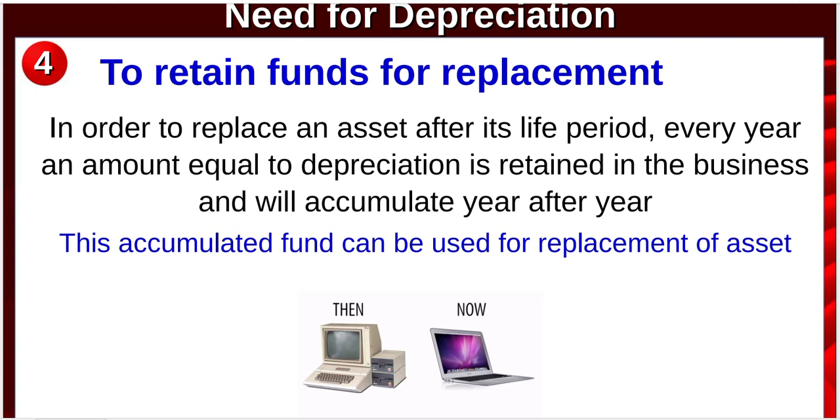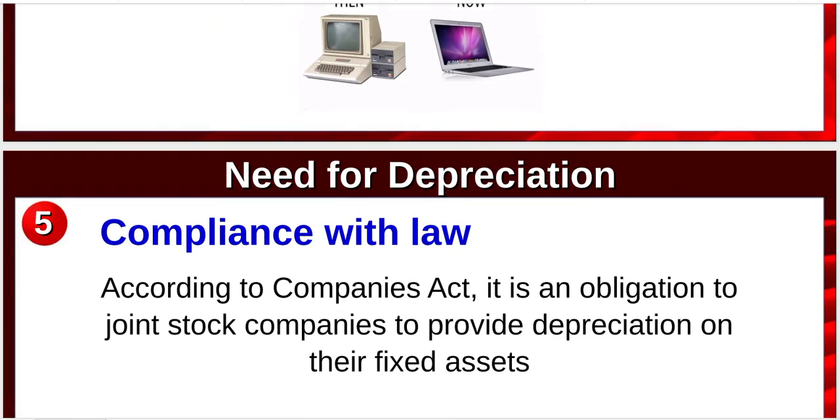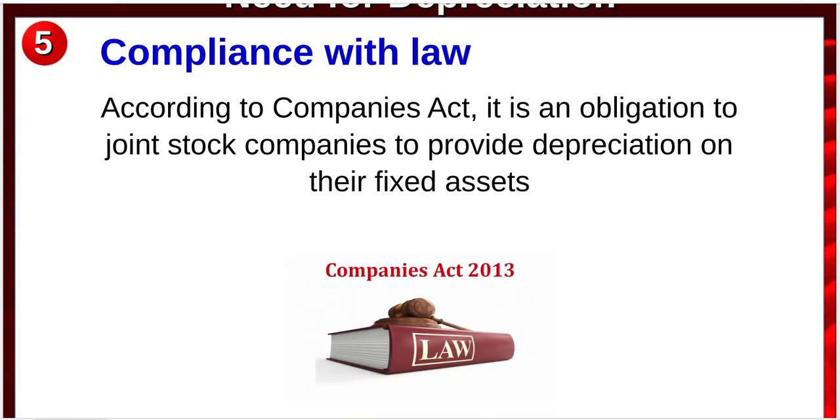Let us take a simple example कि आपने कोई एसेट 10,000 रुपए की खरीदी है और उसकी जो लाइफ है वो 10 साल है. So definitely if you keep 1,000 rupees apart from your profit every year, तो after 10 years आपके पास 10,000 रुपए की रिकवरी भी हो जाएगी, and that amount will help you to replace the asset also after 10 years. Then the next point is compliance with law. According to the Companies Act 2013, it is compulsory to provide depreciation on fixed assets for joint stock companies.